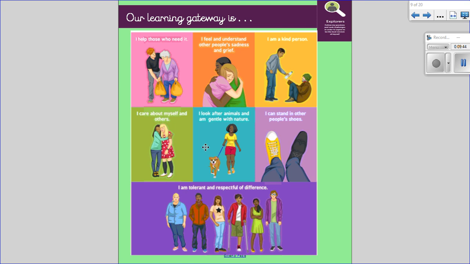So here's an example. Okay, I help those who need it. I feel and understand other people's sadness. I am a kind person. I can stand in other people's shoes. I look after animals and I'm gentle with nature. I care about myself and others. I am tolerant and respectful of difference. Now that's a really important one because we're not all the same. We are all different. And it's being tolerant and respectful of that that shows empathy. So there's an example of a poster.